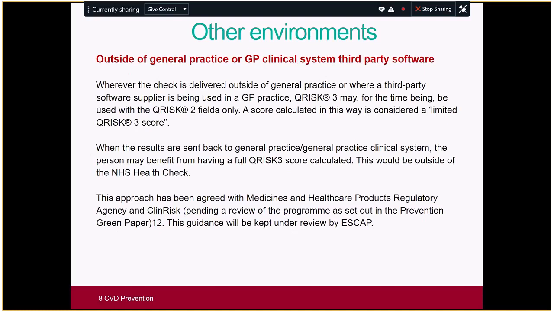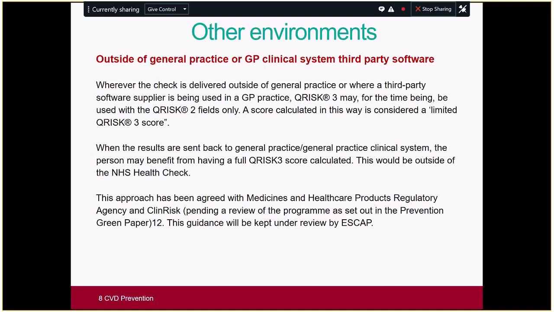However, the score calculated in this way will be known as a limited QRISK3 score. And that means that if a patient does have any of these other conditions, when that information goes back to general practice, the patient may well benefit from a full QRISK score calculated. And that's assuming that those fields are already sitting there on the practice system.